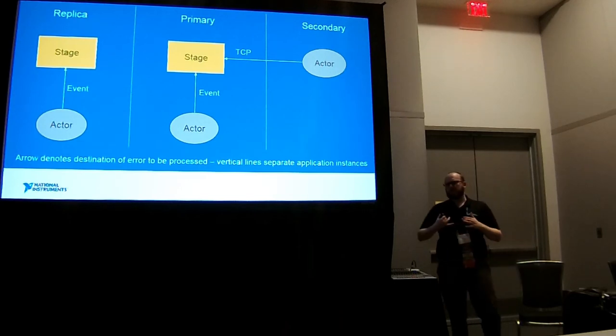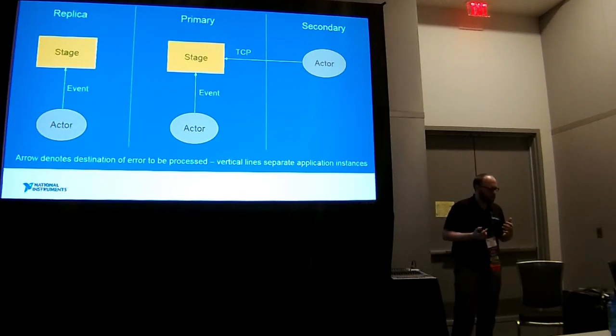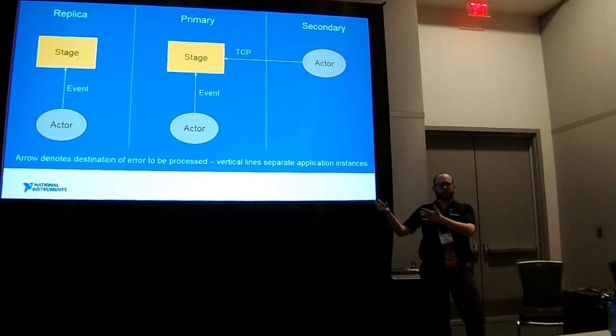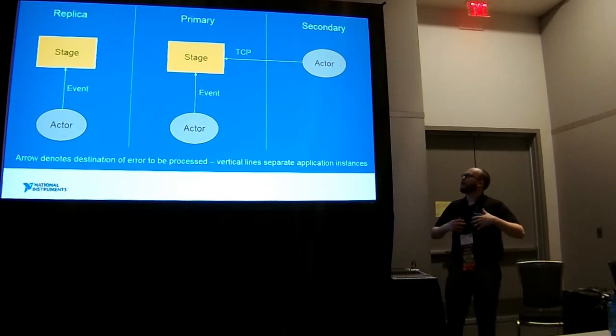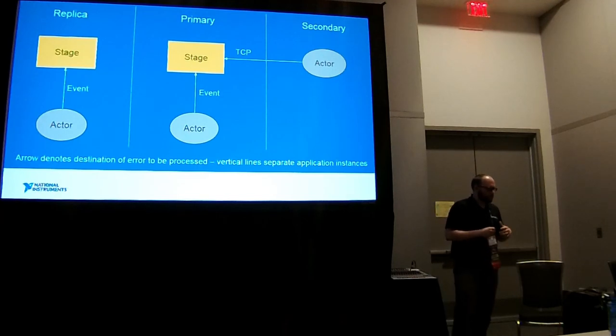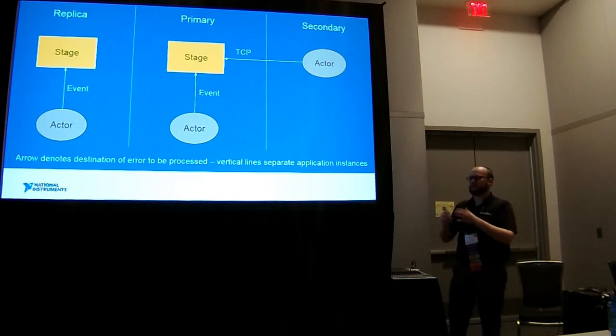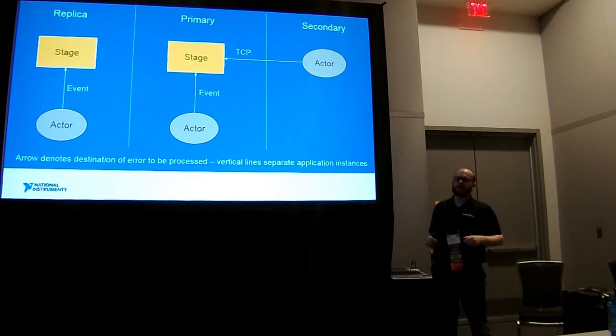We use a combination of TCP and UDP for this implementation. At a high level, your primary node is going to be acting as your TCP server, and your secondary node will be acting as your TCP client. With a replica node, there's no additional configuration needed. Like I said, it stands on its own, and it doesn't know about any other applications in the space.